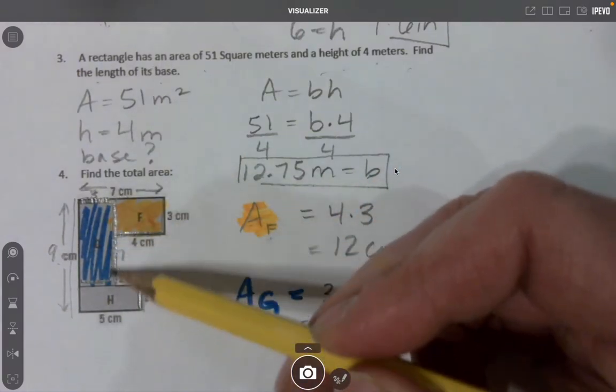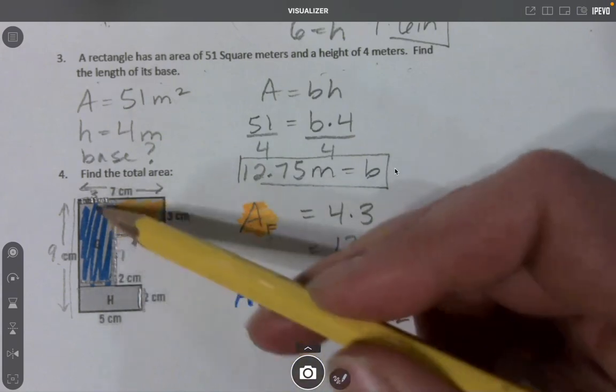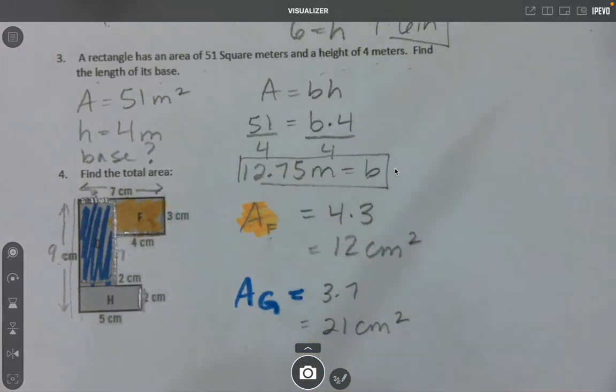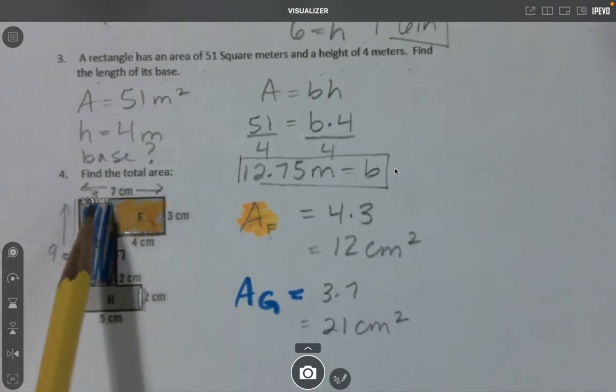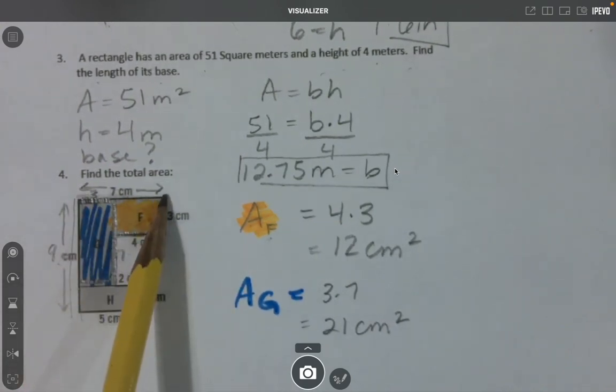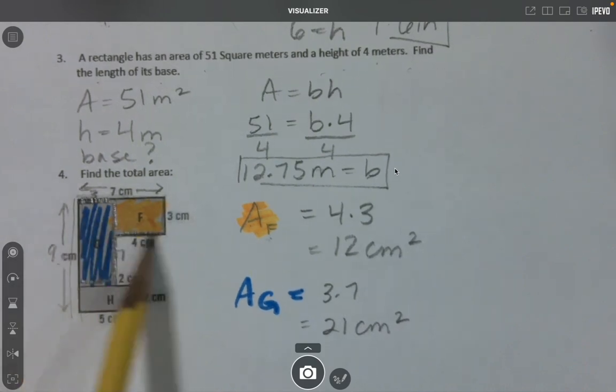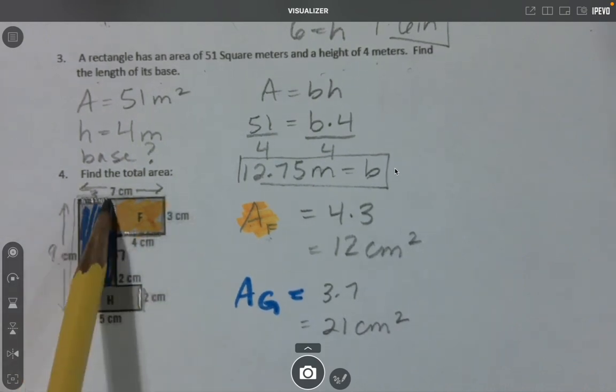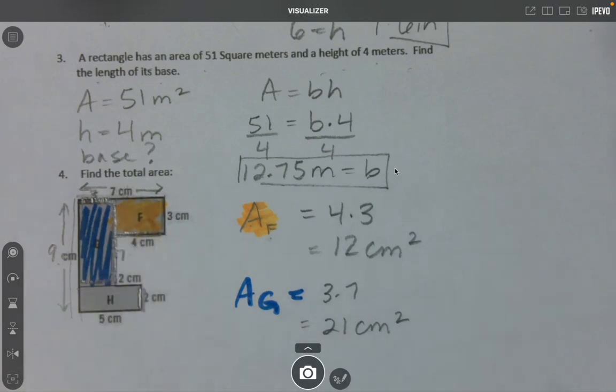So again, 9 is my whole height, but I have a height of 2 over here. And so this one's got to be 7, because the 7 plus the 2 would bring me back to 9. And then same thing when I'm looking at my base instead. This whole width or base here is 7. So if this piece is 4, then this little piece has to be 3. 3 plus 4 would make 7.